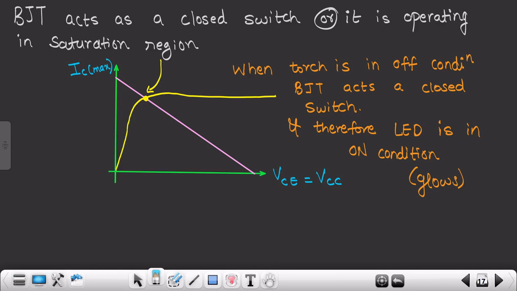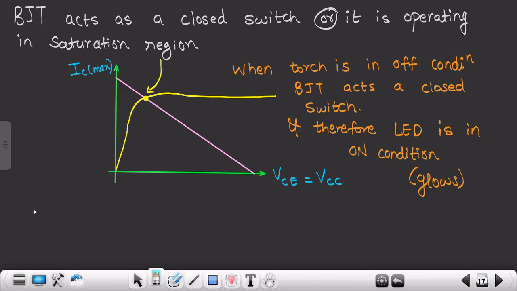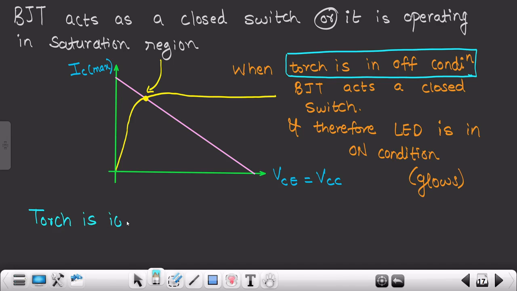So you can also consider this case as, just a second, I'll provide this particular point so that whenever you are referring to this PDF, you should be able to understand this particular word. Torch, see over here, this particular case, that is torch is in off condition, right? So let me highlight this part: the torch is in off condition. Off condition means we are talking about night time.